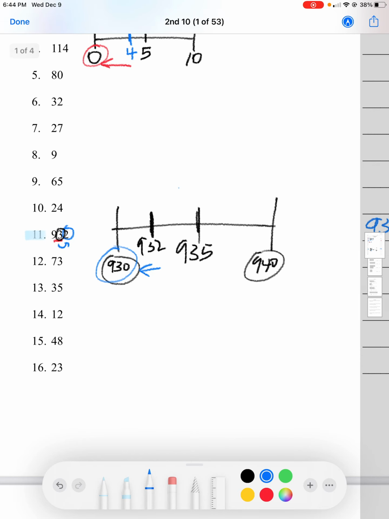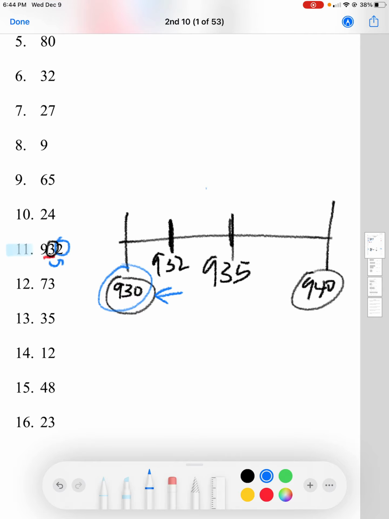So if you have 100, you're just going to keep the number unless you're going to be rounding up. There are specific cases where you might have to change the hundreds, but for here, you're going to just keep the hundreds the same.